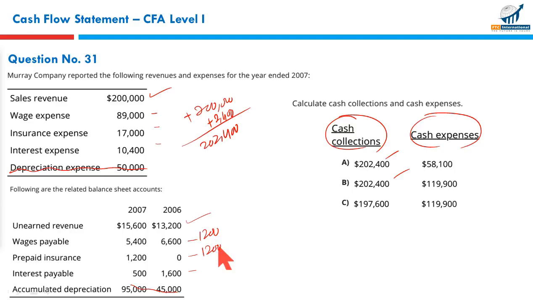Interest payable was 1,600 at the start and now it's just 500. We would have paid how much? 1,100.